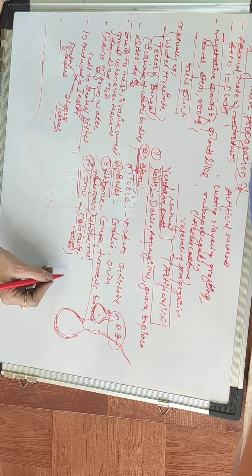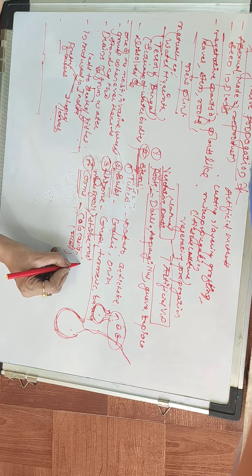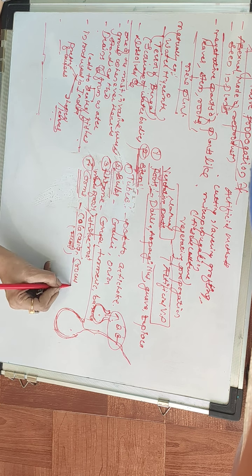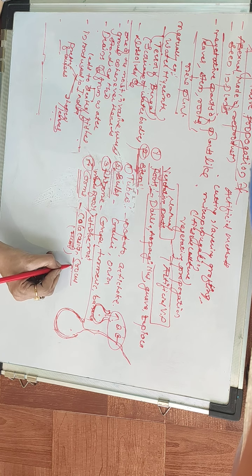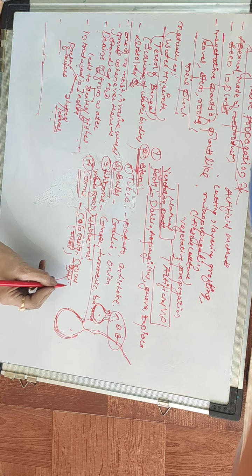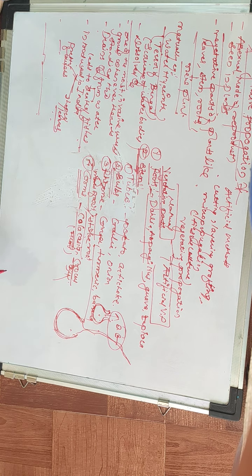Apart from that, crocus, which means saffron, in Marathi and Hindi, kesar. That is called crocus, meaning saffron. These are the two examples of corm.